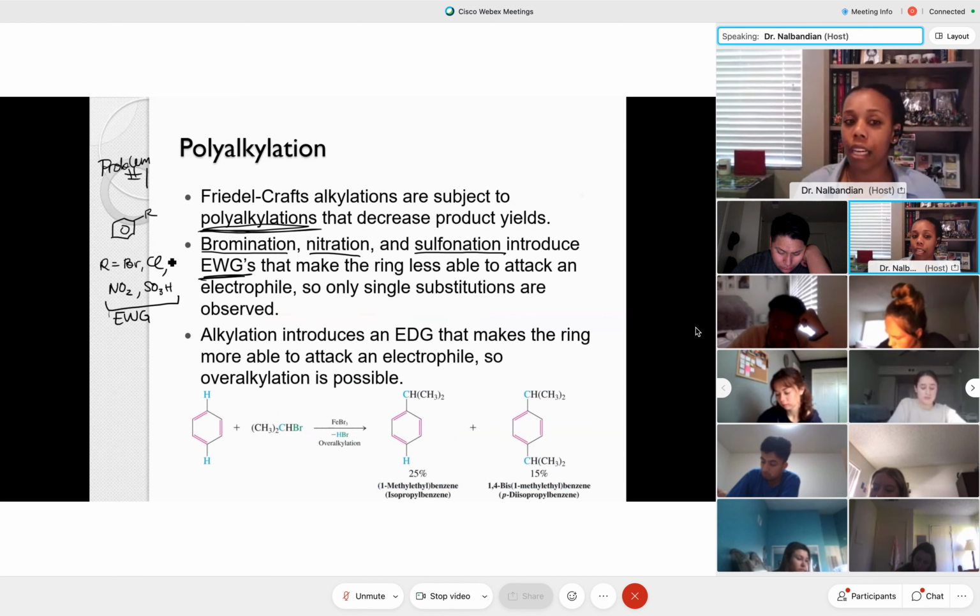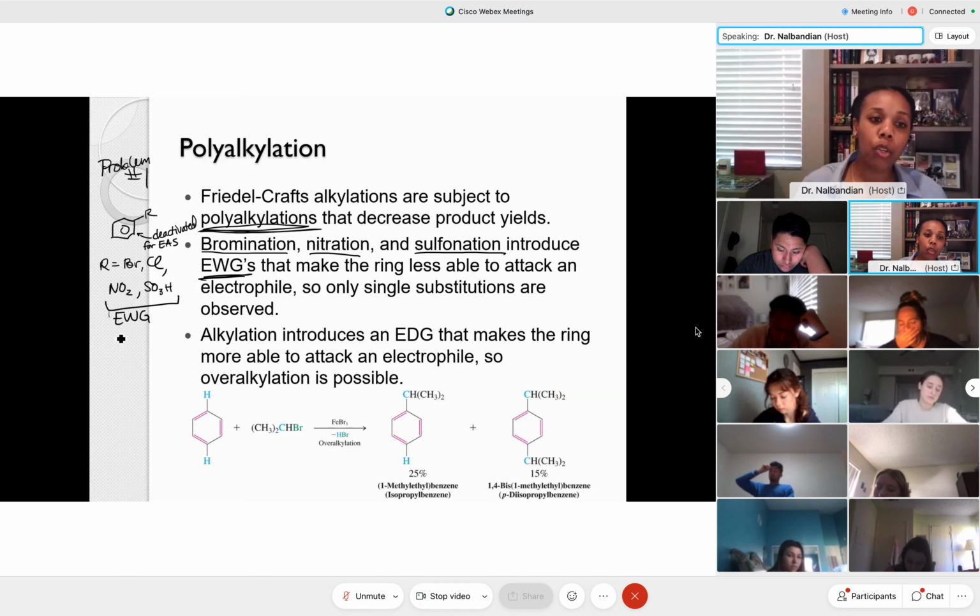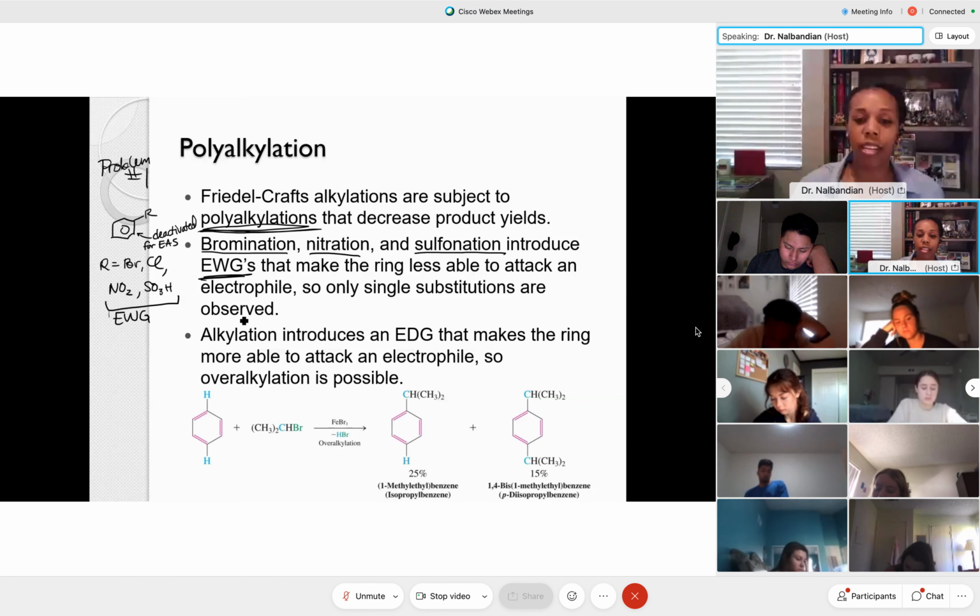So once we form that compound with any of these groups as R, now the ring has lost some electron density. And so we would say this is deactivated for the electrophilic aromatic substitution. When you have a group on there, so let's say R is nitro, with that electron withdrawing group, it's pulling electron density out of the benzene ring, and so it's going to be a single substitution.